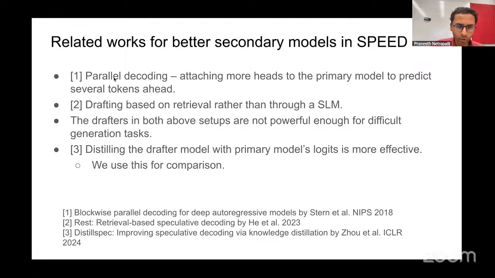The first one is what is called parallel decoding. Where we have a primary model, some large model, and instead of doing fully autoregressive generation of next tokens, we just attach small feed forward layers, which take in the final layer representation and predict the next token, 2 tokens further, and so on. But usually the quality of these methods is not very good. There are also approaches which draft based on retrieval. We retrieve sentences from some corpus and then look for the longest matching prefix to predict what the next tokens are going to be. Compared to both of these, the best known approach prior to our work has been using logit distillation to train a drafter model. And this is what we use for comparison.